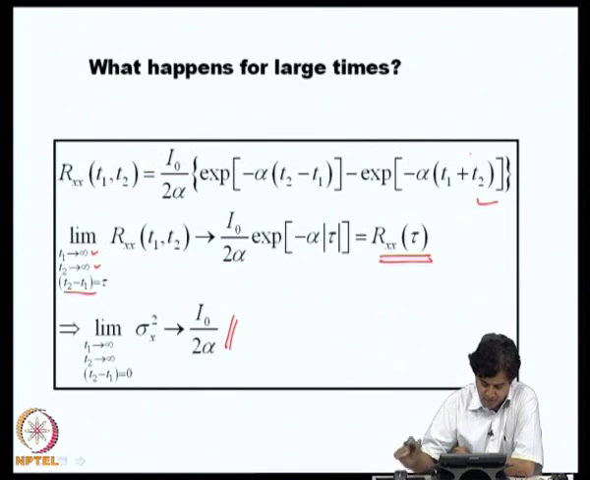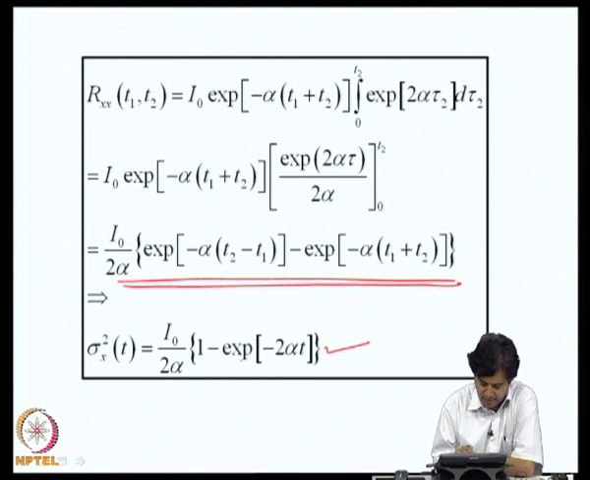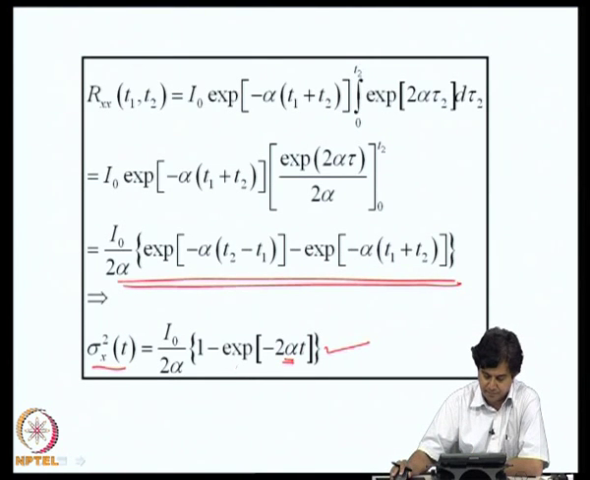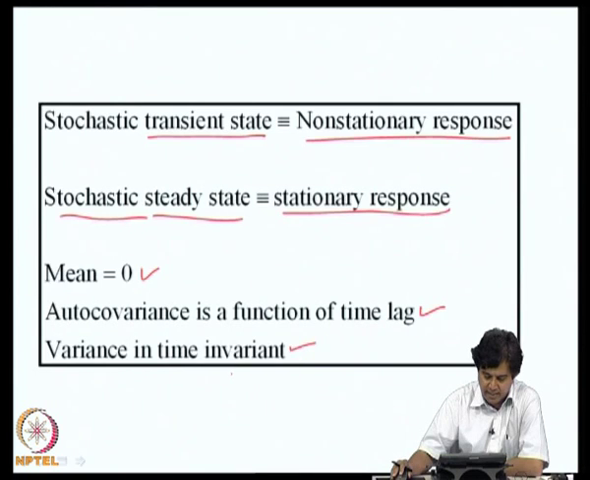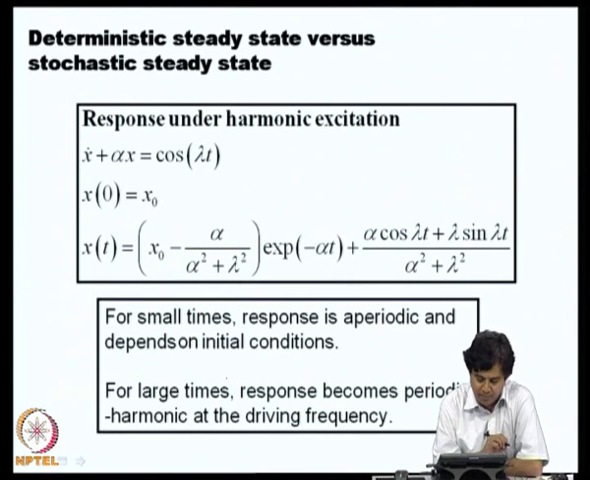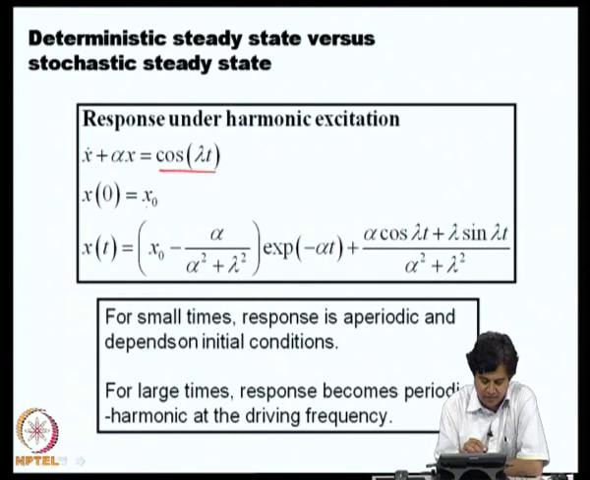If you look at the expression, the time required for sigma x square of t to become constant depends on how fast this function decays to 0, and that is essentially governed by the parameter alpha. Now, we can quickly recall what would happen if the system is driven harmonically. So, this is a reasonably straightforward exercise. You can write a complementary function and a particular integral and evaluate the arbitrary constant using initial conditions. If you do that, the response of this first order system can be shown to be given by this.